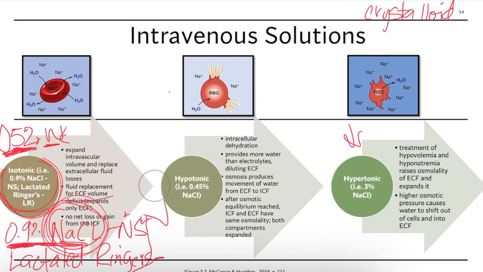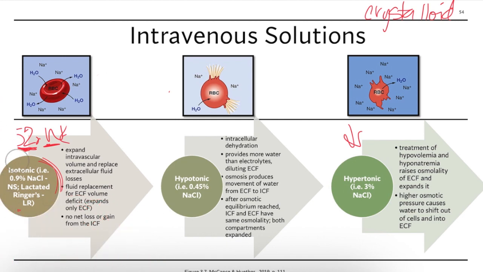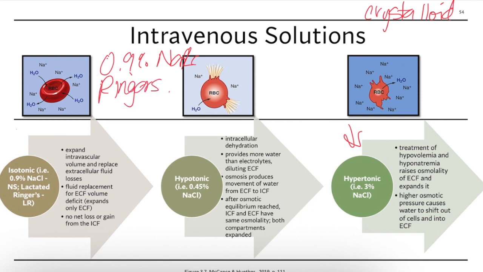And so your three main isotonic solutions are going to be your 0.9% sodium chloride, right? Sorry, NaCl. Your Ringer's lactate or lactated Ringer's, and your 5% dextrose in water. These are your isotonic solutions. So let's talk about hypotonic solutions.